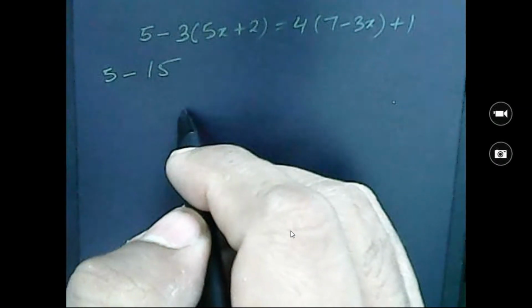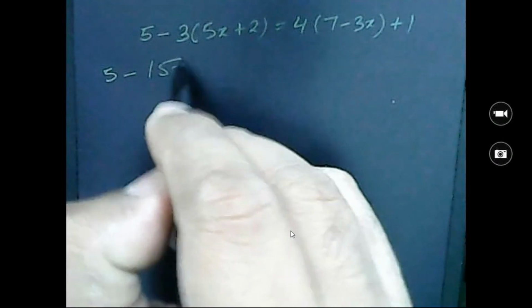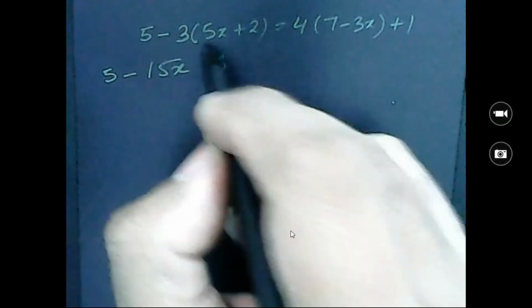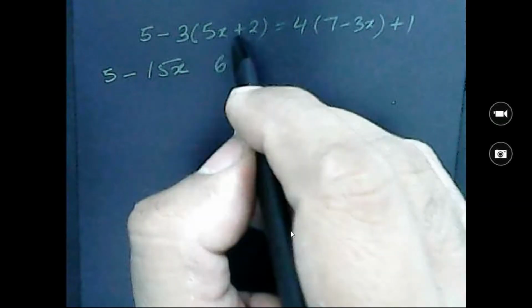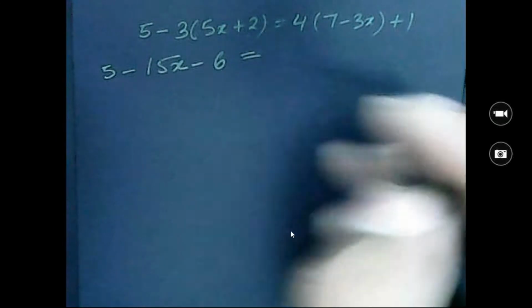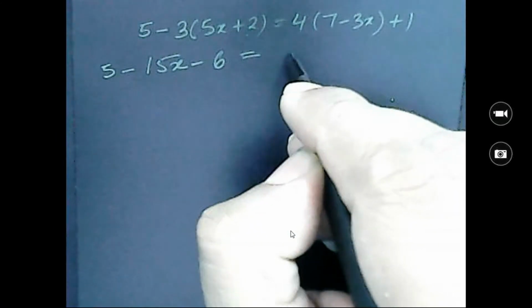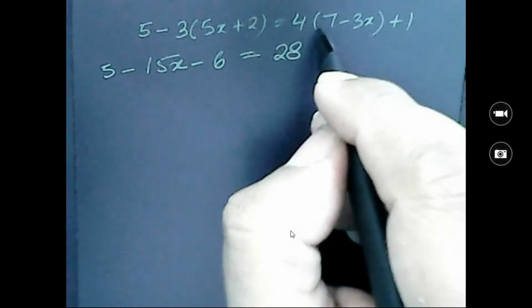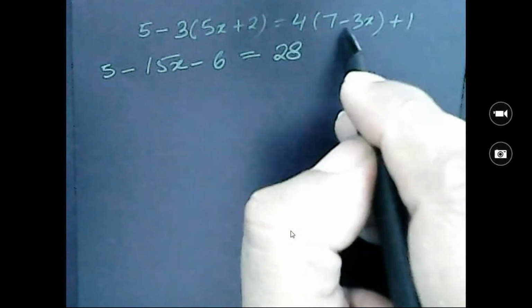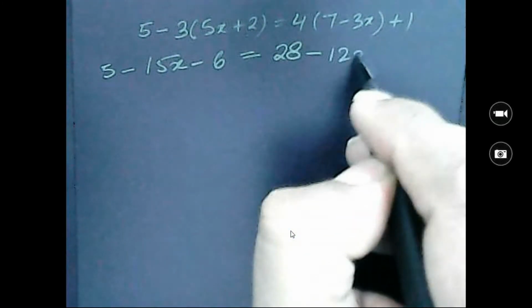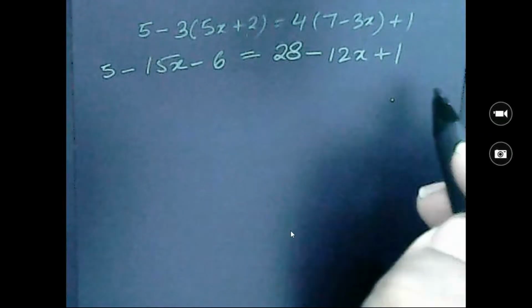15x, right? Then again you have to multiply this minus 3 with plus 2. First of all, in terms of magnitude, it will be 6. And minus multiplied by plus will be minus. Similarly, 7 fours are 28. This is straightforward. 4 threes are 12. So plus multiplied by minus will generate minus, and this will be 12x plus 1.